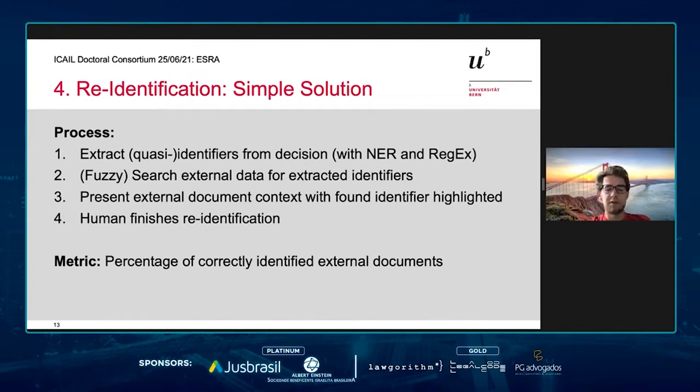And then we present the external document where we found the identifier to a human re-identifier, who can then perform the final step. So here we have a metric of success, which is the percentage of correctly identified external documents.